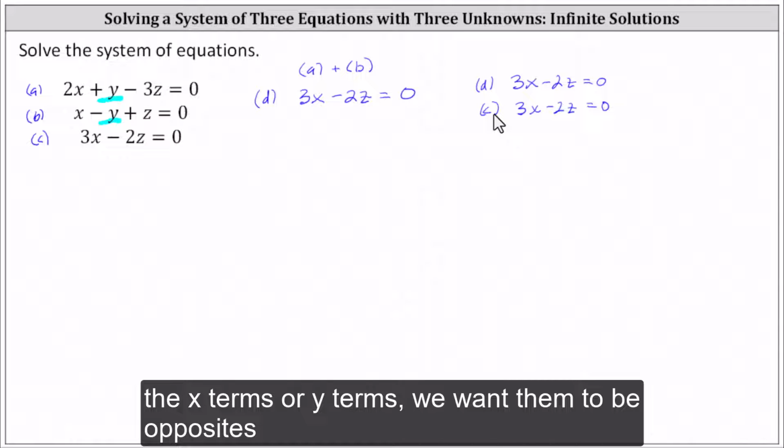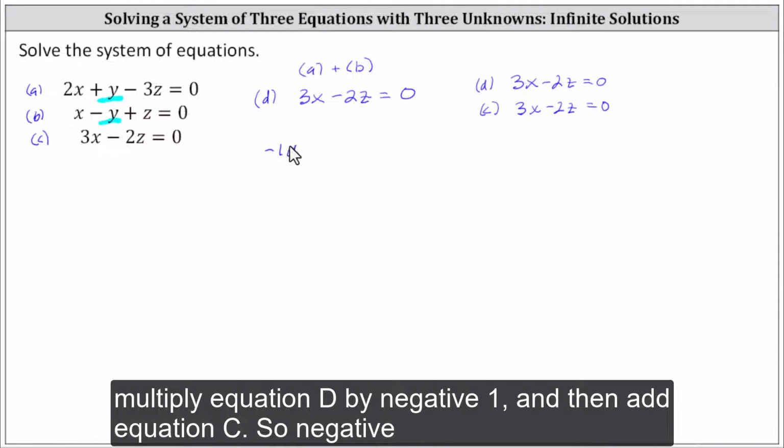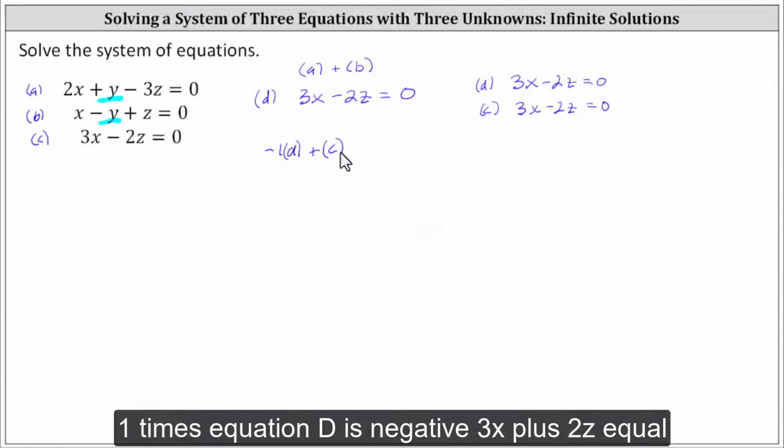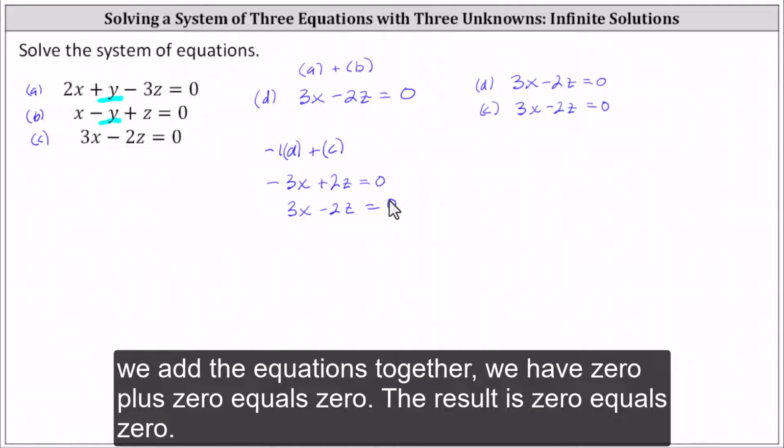and if we try to eliminate the x terms or z terms, we want them to be opposites, and therefore we would multiply either equation D or equation C by negative 1. Let's go ahead and multiply equation D by negative 1 and then add equation C. So negative 1 times equation D is negative 3x plus 2z equals 0, and equation C remains the same. And notice if we add the equations together, we have 0 plus 0 equals 0. The result is 0 equals 0.